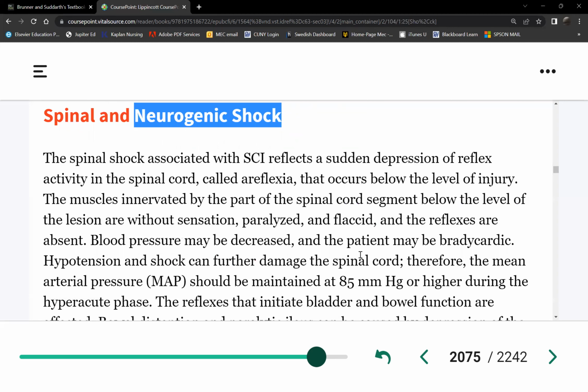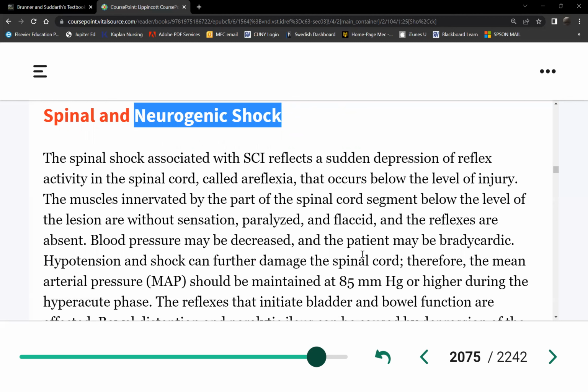Where is the sweating though? Above or below the injury? Above. No, I don't know. That's okay. We'll discuss that later when we get to autonomic dysreflexia.